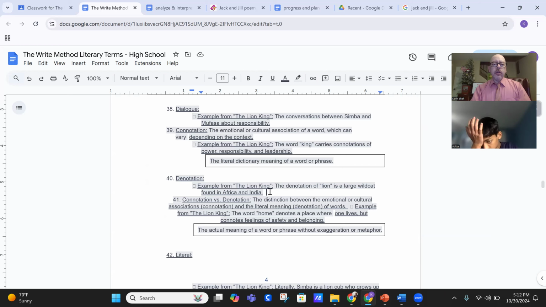Now connotation 39 and 40 are very important because in poetry, you don't really see it with Jack and Jill, but what's your experience with poetry, by the way? Not much. Positive, negative, somewhere in the middle? Oh, sometimes it's somewhere in the middle. Okay.